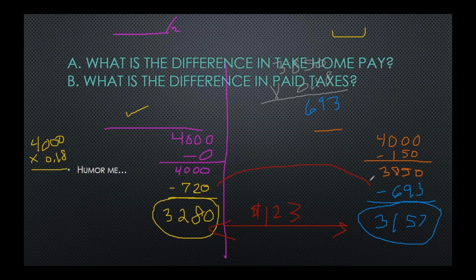Now let's talk about taxes. What's the difference in taxes? $27. Very good. So you can see together the savings in taxes and the difference in your take-home pay give you the $150 that you initially invested. And that will always work out that way, those differences will add up to that amount.